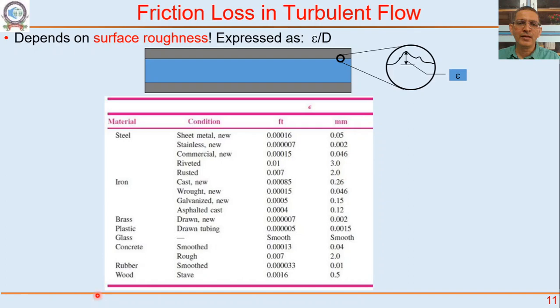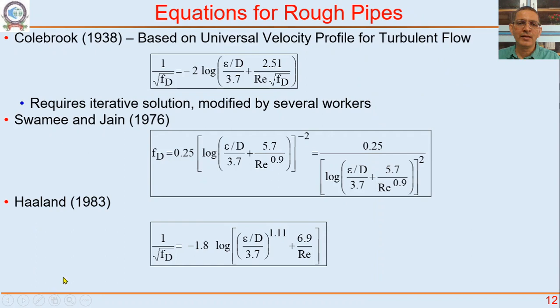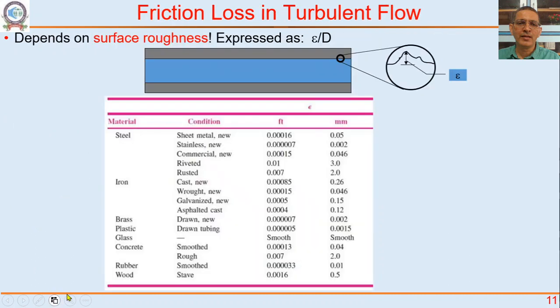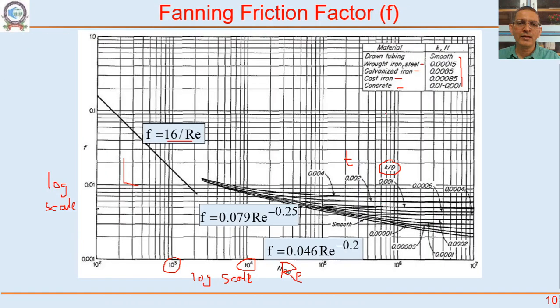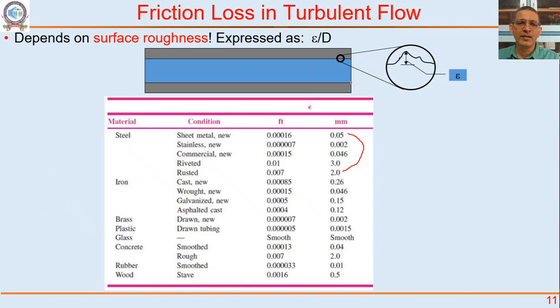You see how much extra friction will be caused. 0.05 becomes 2. It has become 40 times. Friction factor will increase by a factor of 40 almost. Right. So this is the importance of this roughness parameter, and there are people who have given equations.